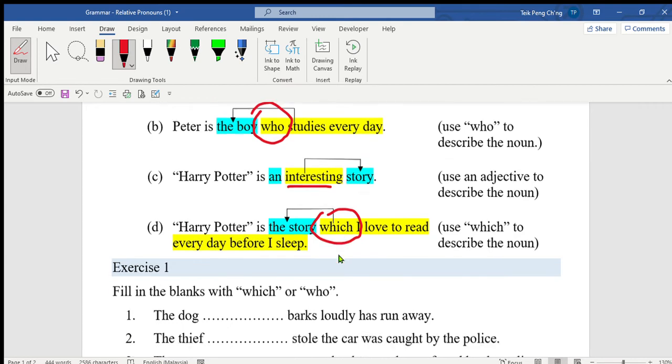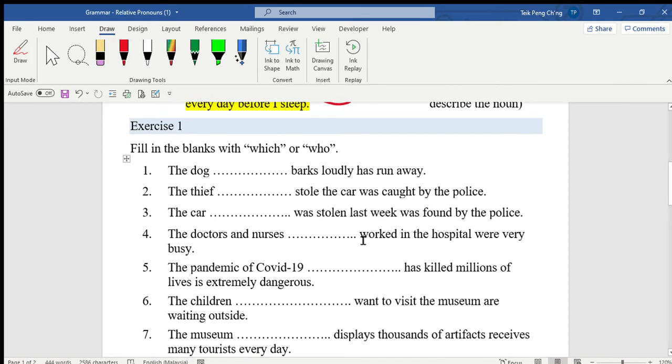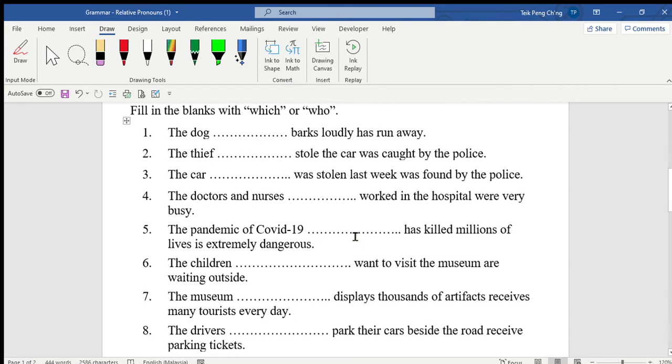Okay, now look at exercise 1. For exercise 1, you have to fill in the blanks with which and who. Okay, so for now, I would like you to pause this video. Okay, you kena stopkan video ini untuk siapkan exercise ini dulu. Selepas itu baru kamu continue, baru kamu teruskan and then check your answers. Okay, now please stop the video now.